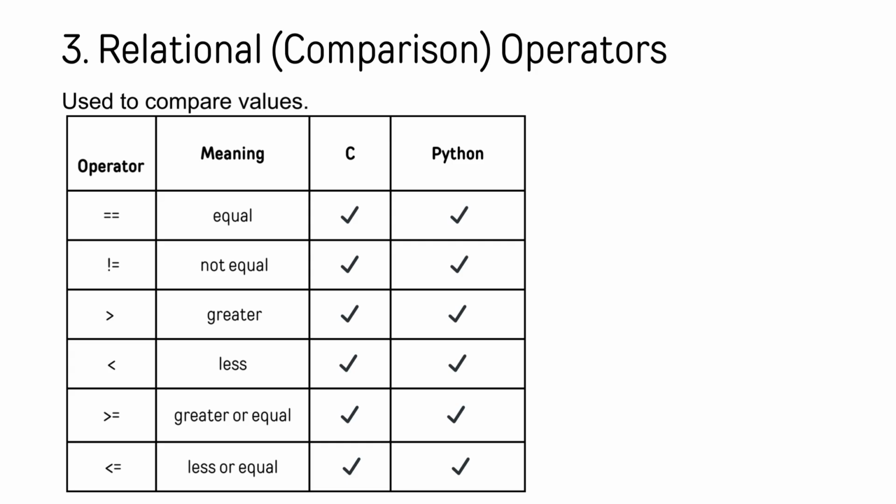And finally, less than or equal to checks if the left value is either less than or exactly equal to the right value. These relational operators are commonly used in conditions, loops, and decision making statements like if, else, and while. So, in short, relational operators have the program make decisions based on comparisons.